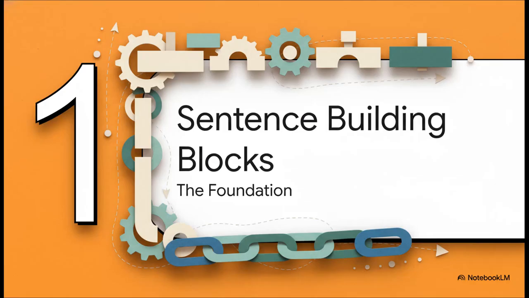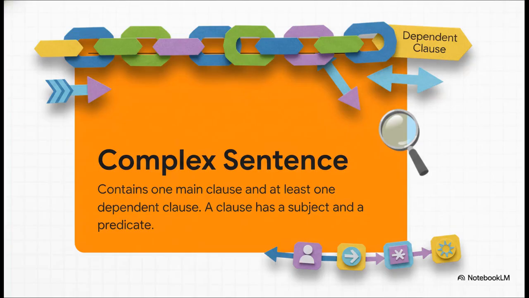All right, first things first, we've got to lay the foundation. The secret to leveling up your writing, to making it more sophisticated, it really comes down to understanding one specific structure. And that big idea is the complex sentence. All it is is a sentence with one main clause, that's the independent one, and at least one dependent clause. Now, a clause is just a fancy word for a group of words that has a subject, who or what is doing the thing, and a predicate, which is basically the verb and everything that follows.